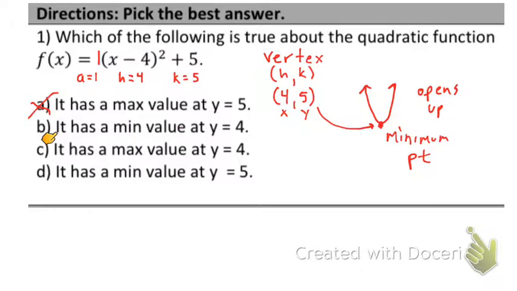Okay? B says it has a minimum value at y equals 4. Again, my minimum value of y is 5. So again, this is not true. C says it has a max value at y equals 4. So again, my max y value is not 4, it's a minimum value of 5. So this is not true. And last but not least, it has a minimum value of y equals 5. And this is true. So again, this is a minimum vertex. So my y is a minimum value of 5. So D would be your answer.